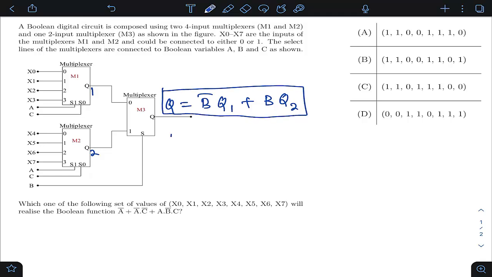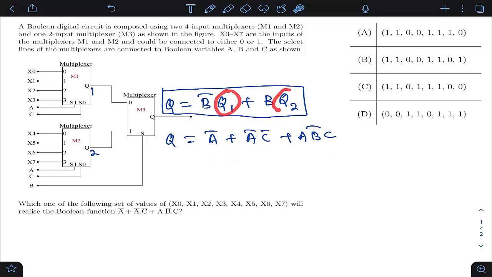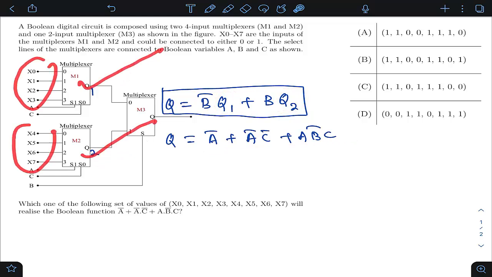And my desired expression Q is equal to A bar plus A bar C bar plus A B bar C. So you expect this, and your circuit is giving the earlier expression. Now what should be connected to Q1 and Q2 such that this is what is desired? Q1 and Q2 are the outputs of the two multiplexers. If we figure out what they should be, we can easily figure out what the inputs should be.